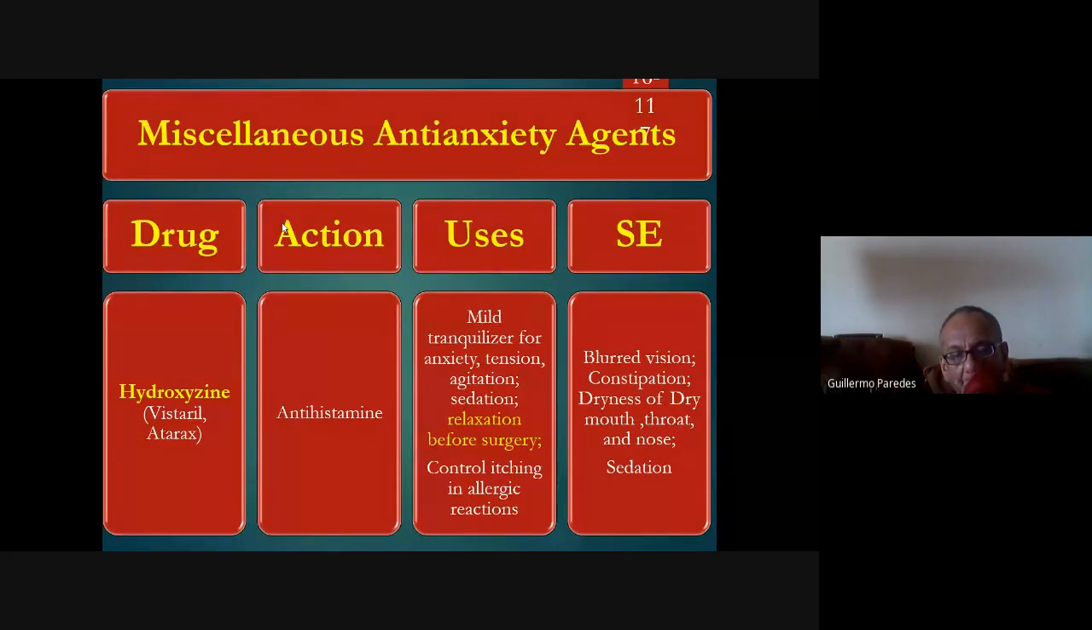All right, so here we have hydroxyzine. Hydroxyzine is an antihistaminic. Do you see Unisom in the market? Do you see this area that says sleep aid?